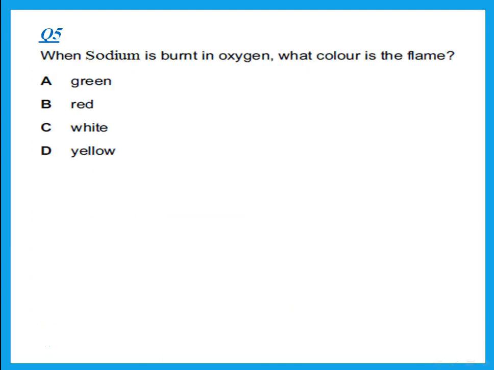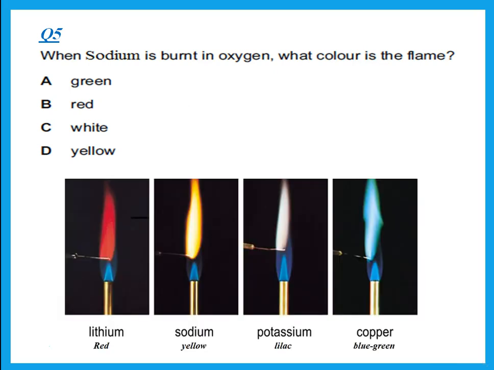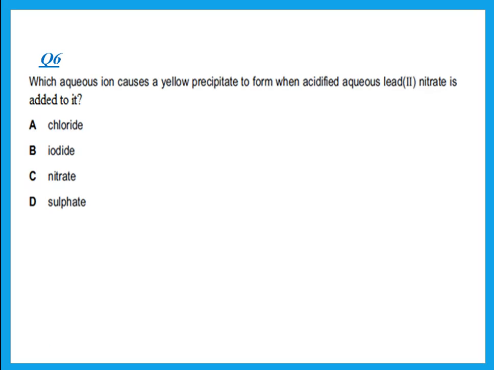This next question deals with the flame test. So he's saying when sodium is burnt in oxygen, what color is the flame? Remember, a flame test is a test for these kinds of ions, lithium, sodium, potassium, copper. Each of them gives a specific color in the flame. So when we're saying sodium, can you see which one we should get with sodium? It should be yellow.